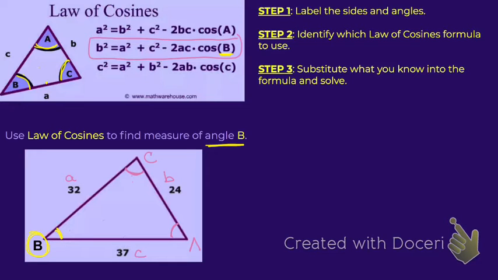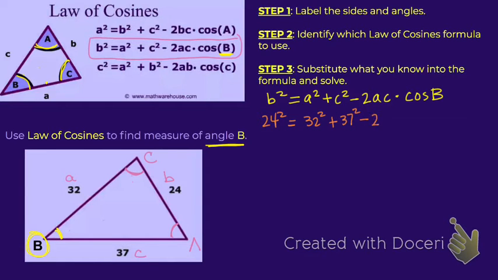So let's write this formula down. And now let's substitute in what we know. So lowercase b is 24. Lowercase a is 32. And lowercase c is 37. Minus 2 times lowercase a times lowercase c times the cosine of B, capital B, angle B.